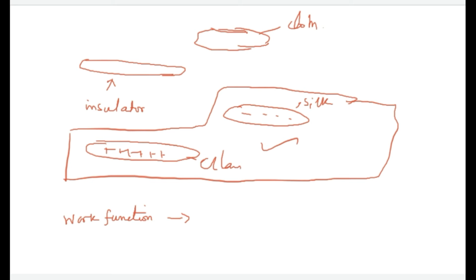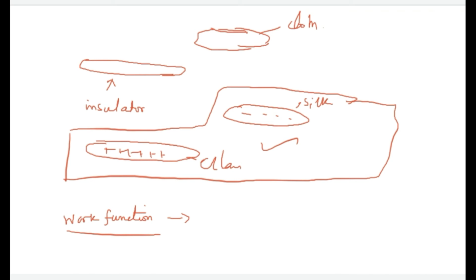Okay, the work function is the amount of energy, or the minimum energy, that is required to remove an electron. I'm introducing the concept called work function. The work function is nothing but the amount of energy that is required to remove an electron from a material.